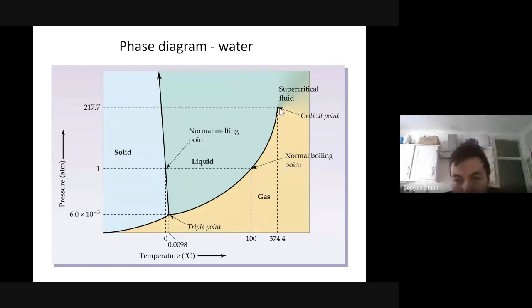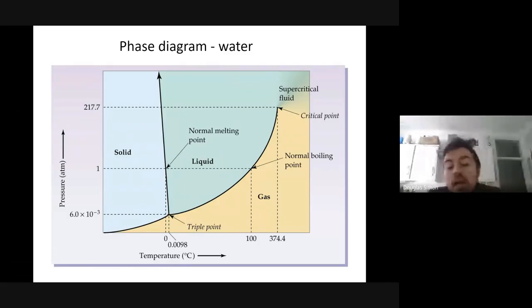Finally, there is this point up here called the critical point, where above this temperature, above this pressure, it becomes this thing called a supercritical fluid. I would recommend a little bit of reading on this, because they're really interesting, they're really weird. It basically is a point where the boundary of what is a liquid and what is a gas doesn't really exist anymore. Things are both liquids and gases at the same time, and they do some very weird things.